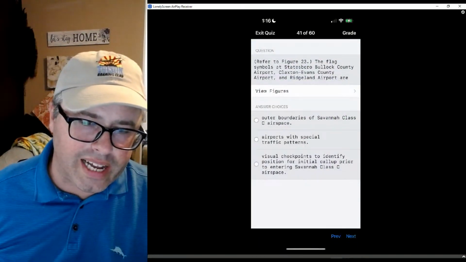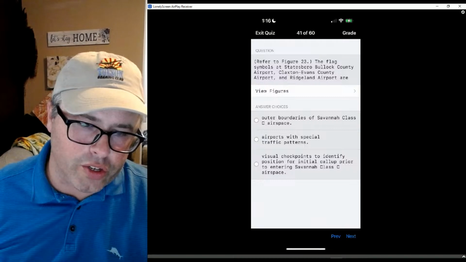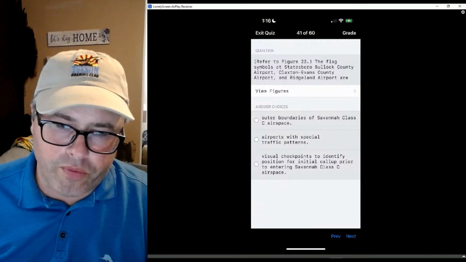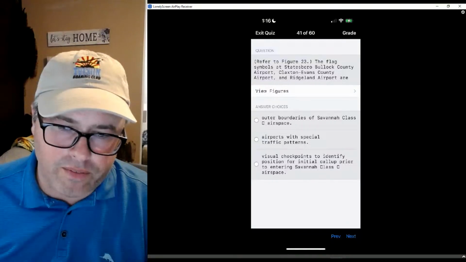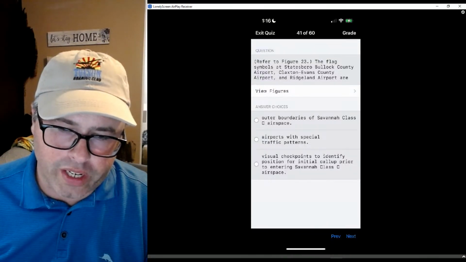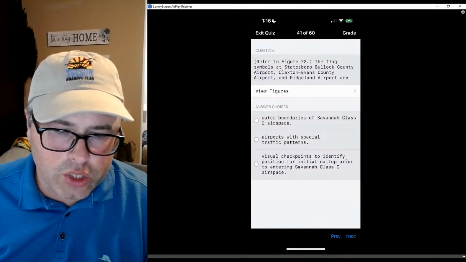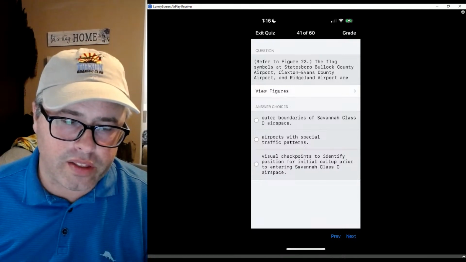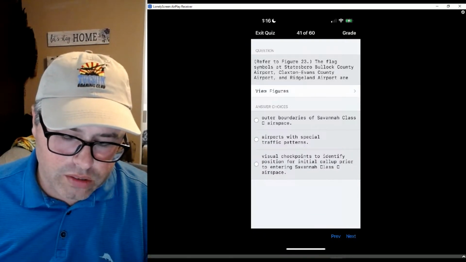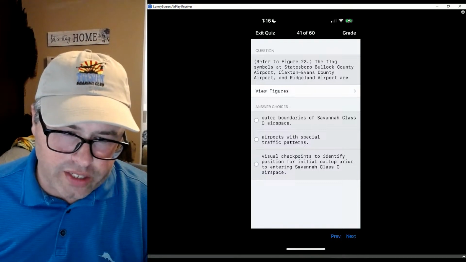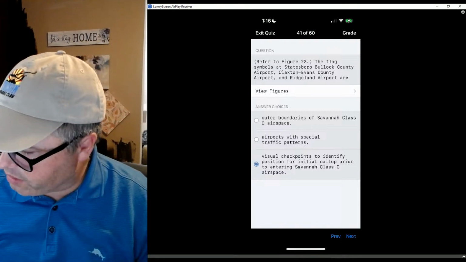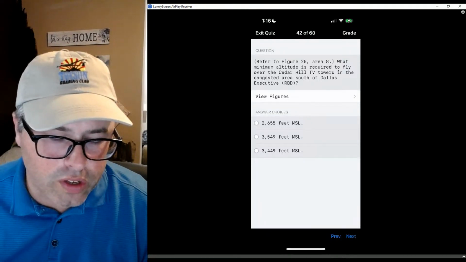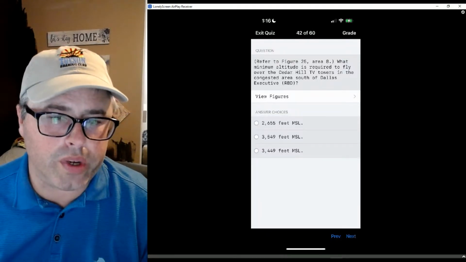Outer boundaries of the Savannah Class Charlie? Nope. Airports with special traffic patterns? Nope. Visual checkpoints, VP, visual point. Look at the legend. To identify positions for initial call up prior to entering Savannah Class E. You say, hey, I'm over Claxton Evans, I'm over Ridgeland. They know where those airports are. You're both talking about the same things if you're using VFR visual checkpoints.